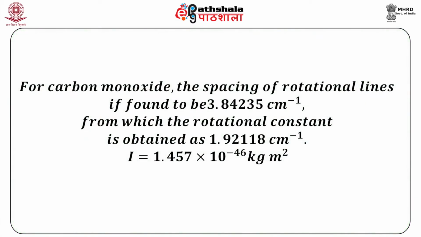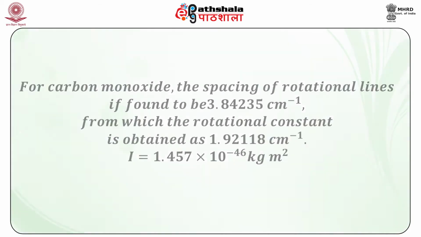So, I am taking the example of carbon monoxide, and here it was found that the spacing of rotational lines in the spectrum was 3.84235 cm⁻¹, and from there you can find out the value of the rotational constant, because as you know this is twice the rotational constant, so if you divide by 2 you get 1.92118 cm⁻¹. And when you substitute in the expression for the moment of inertia, I = h/(8π²B̄c), what you get is a value for the moment of inertia of 1.457 × 10^-46 kg m².